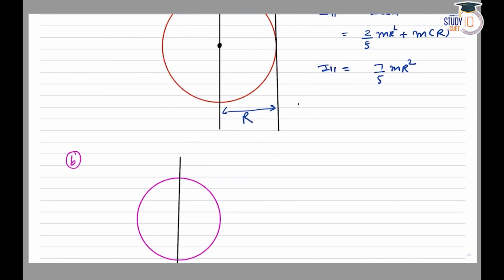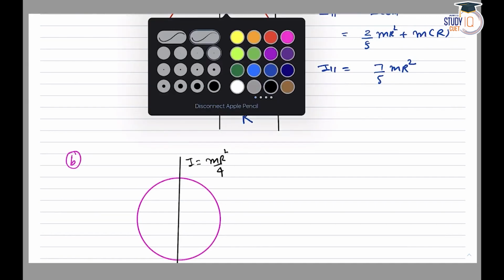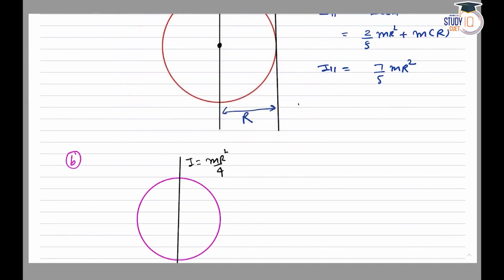So this moment of inertia is given as mr square by 4, and we are supposed to find the moment of inertia about an axis which is passing through the edge and perpendicular to the plane. So we are supposed to find the moment of inertia about this axis. A dot means the axis is perpendicular to the plane and passing through a point on the edge. So we are supposed to find the value of I.